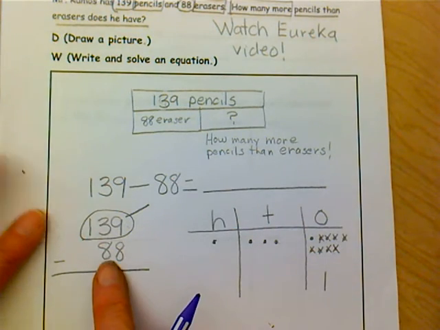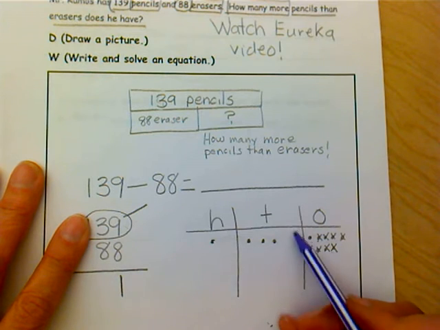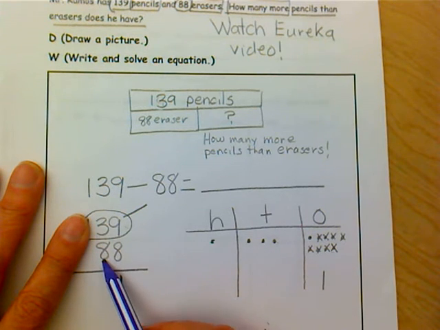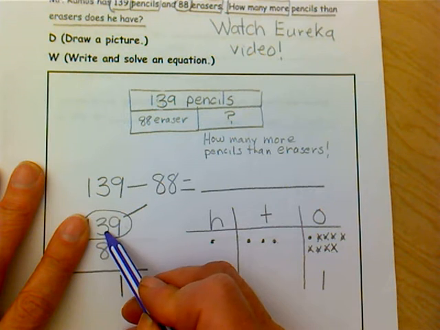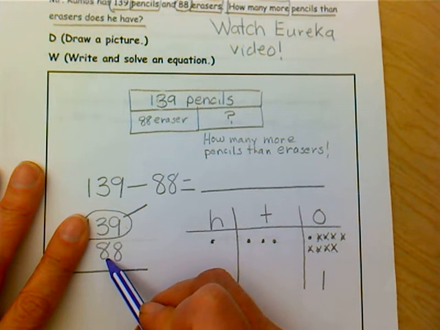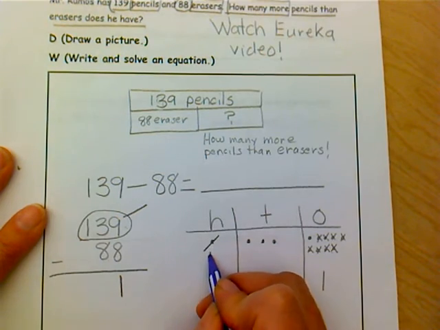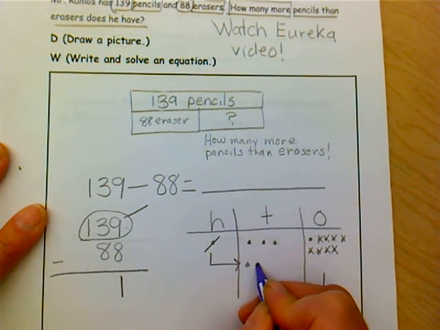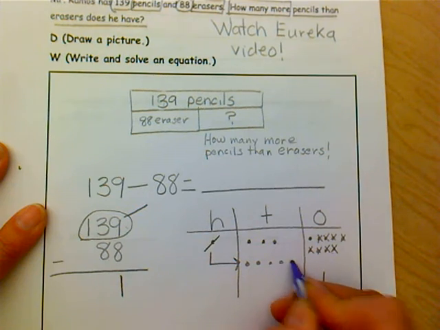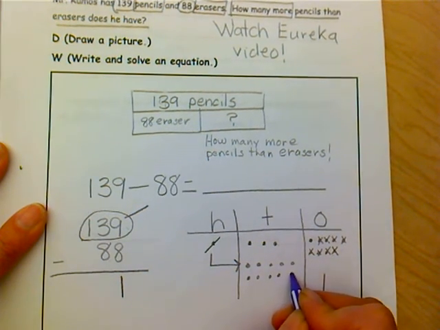Now I'm coming over to my tens, and I'm asking myself, I only have 3 tens. Can I take 8 tens away from 3 tens? 8 tens from 3 tens, or 3 tens take away 8 tens. I cannot do that. So I'm going to need to get some more tens by unbundling 100. 10, 20, 30, 40, 50, 60, 70, 80, 90, 100.